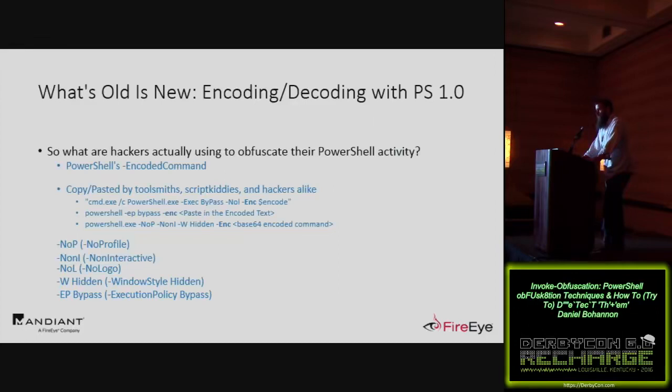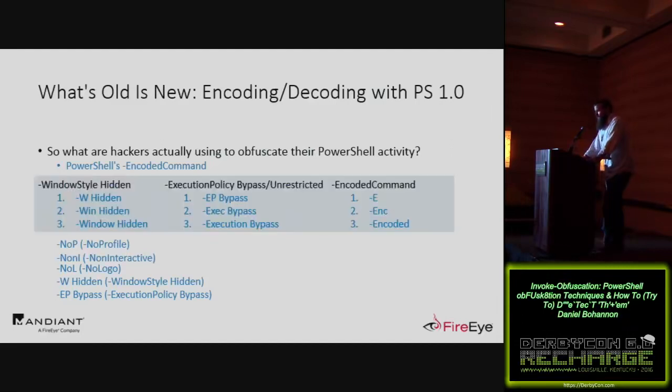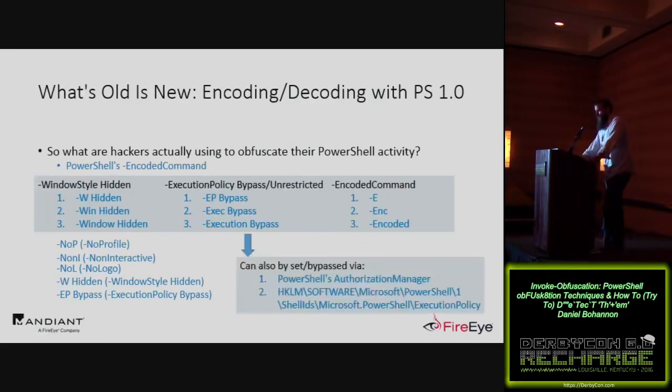Typically, a lot of the tools will generate payloads with the shortest possible flag to save space. If you don't have any indicators based on the ordering and spacing of these flags, you're missing out on some low-hanging fruit. So these are typically what we see, like W, win, window for window style, EP, execution policy, bypass, etc. In addition, a lot of these don't necessarily have to be present. We have seen a lot of commodity malware going and changing certain registry keys beforehand, so they don't have to specify certain arguments on the command line.